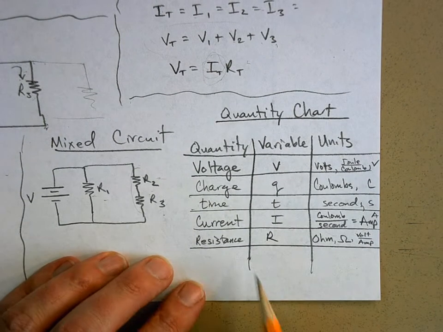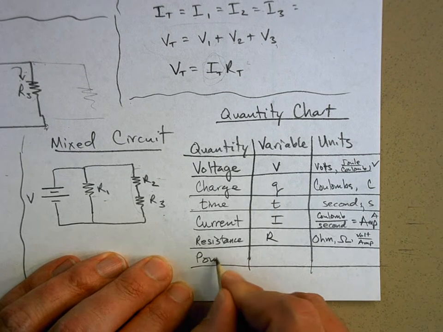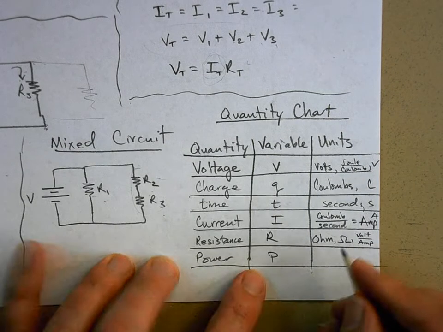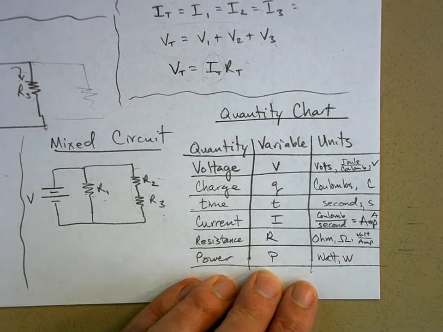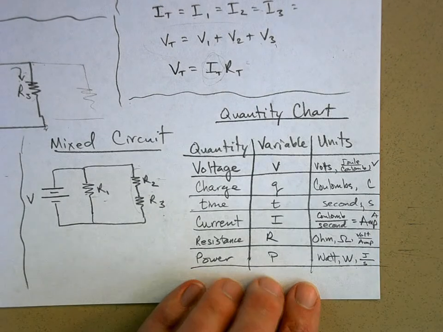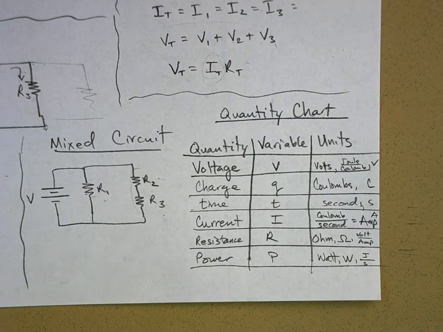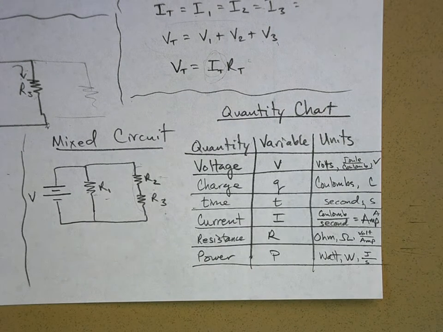And I think there's one last thing. Power, P, watt and just a W, and of course that's a joule per second. You can also think of it as a volt amp, because a volt times an amp, if you break those down into joules per coulomb and coulombs per second, the coulombs cancel, you're left with joules per second, which is a watt.